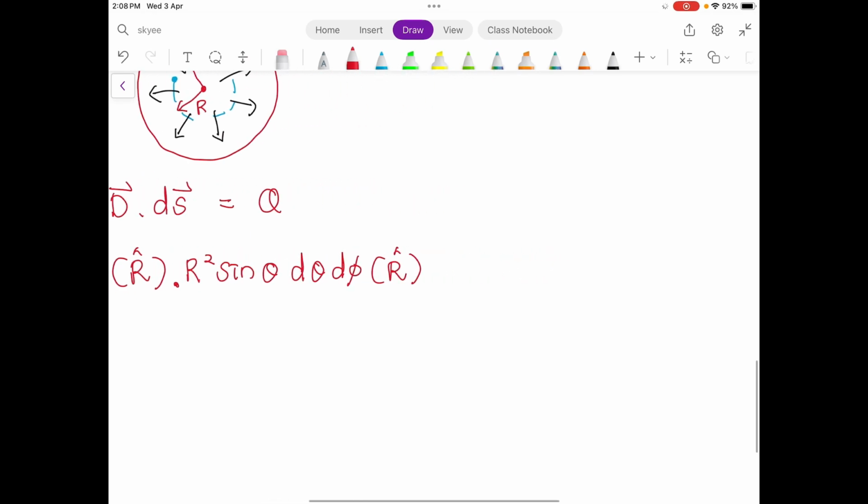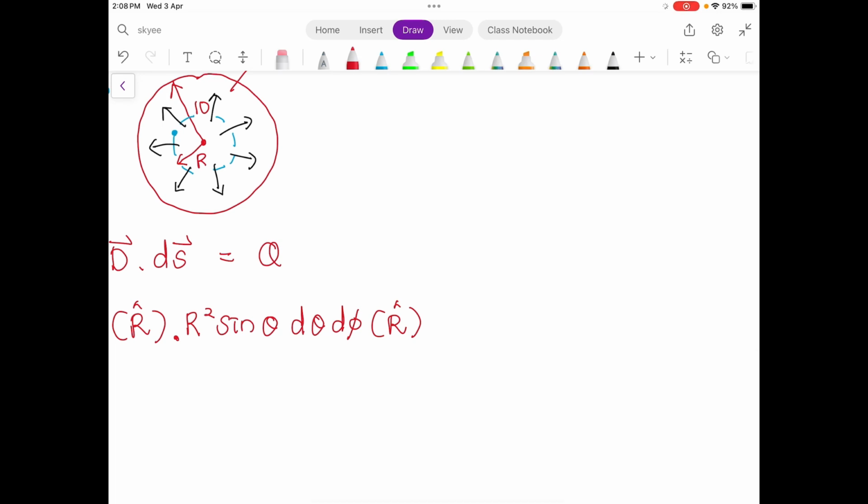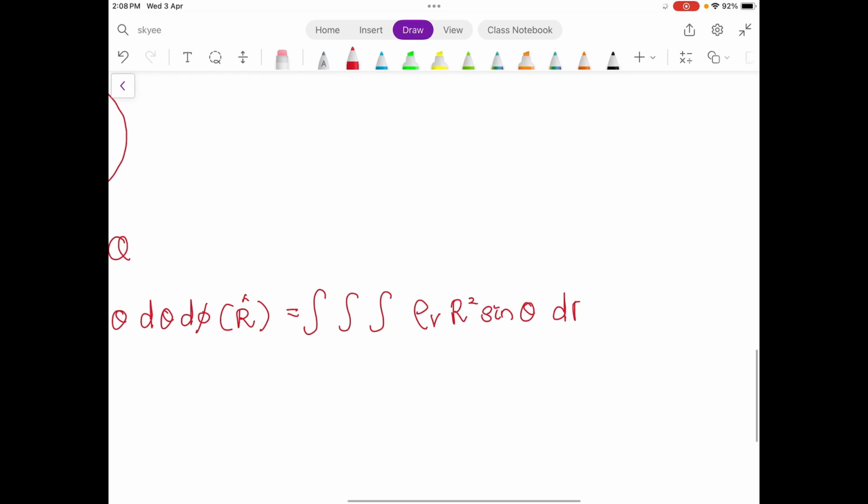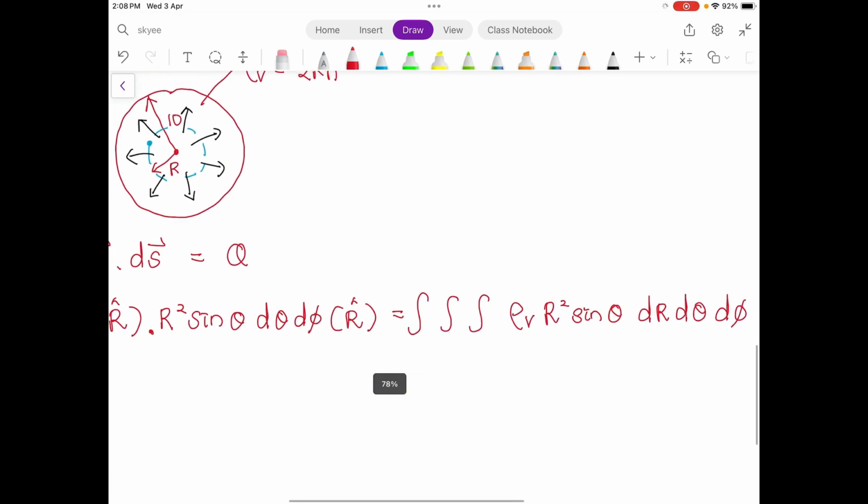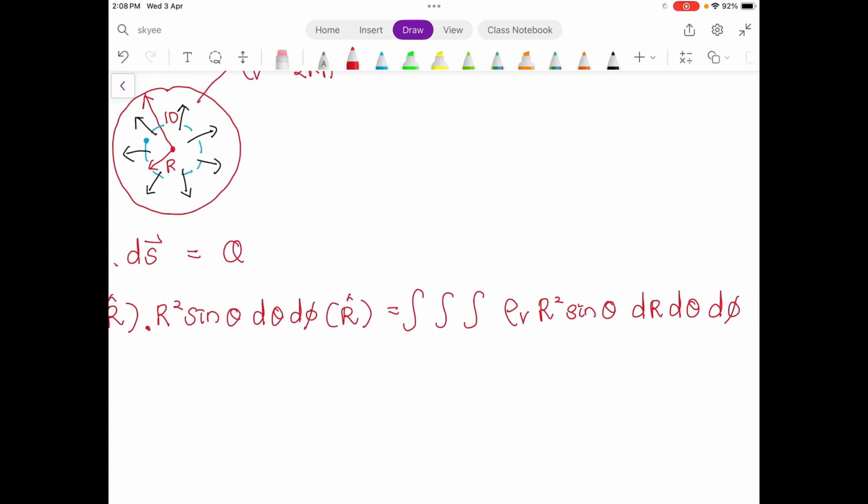On the other hand, you have a Q that is enclosed by the Gaussian surface. You could find it by integrating rho v, R squared sine theta, dr, d theta, and d phi. The R that you want to find is the electric field. So the limits will be 0 to R, 0 to pi, and 0 to 2 pi.